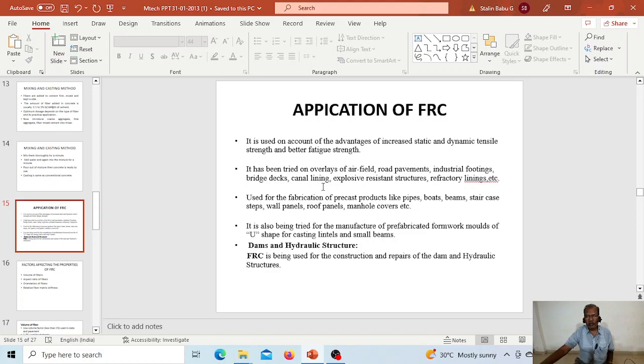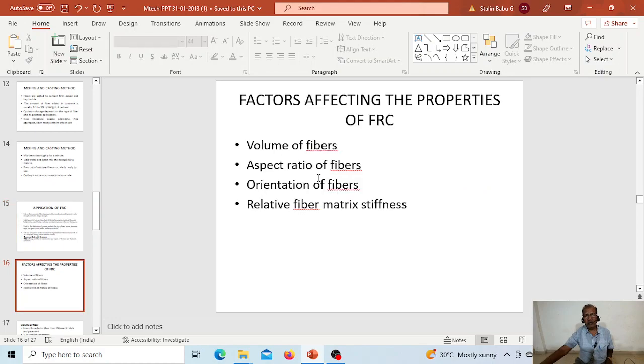When the top floor is curved concrete, in the middle floors we are using this fiber reinforced concrete roofs. And finally, dams and hydraulic structures. FRC is being used for the construction and repairs of dams and hydraulic structures also. These are the applications of FRC. And the factors affecting properties are very important.